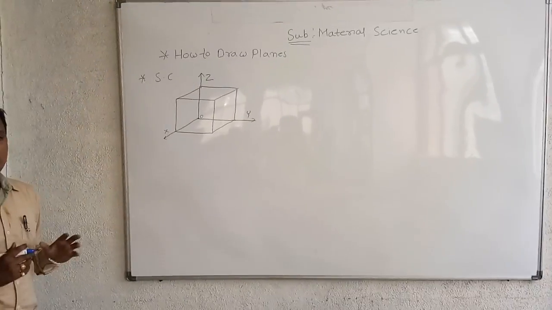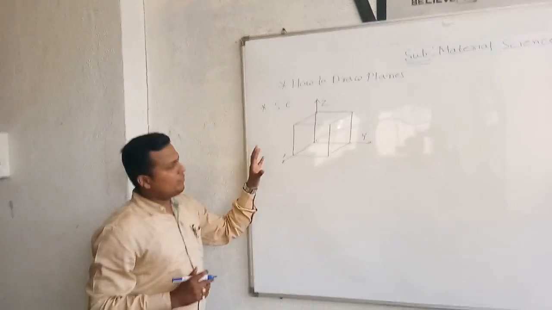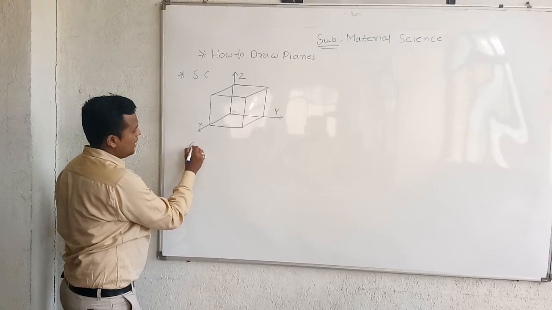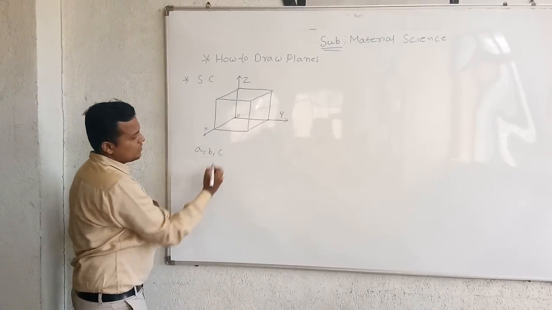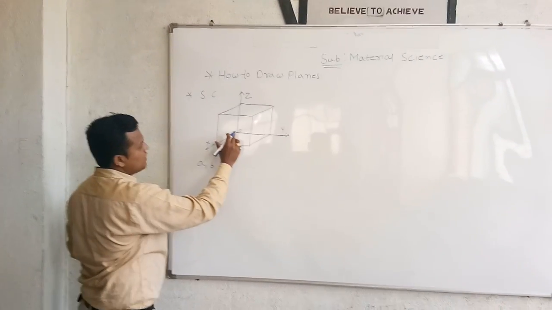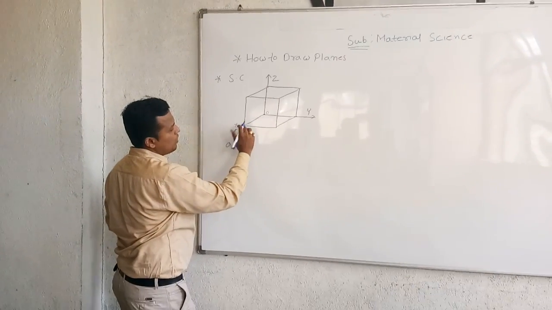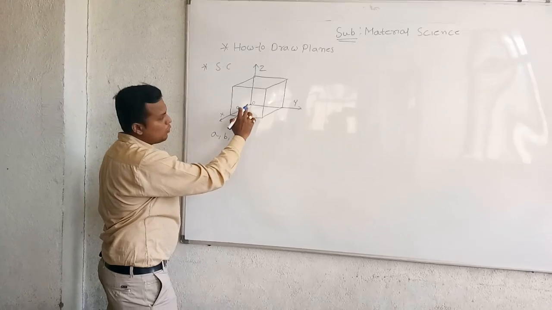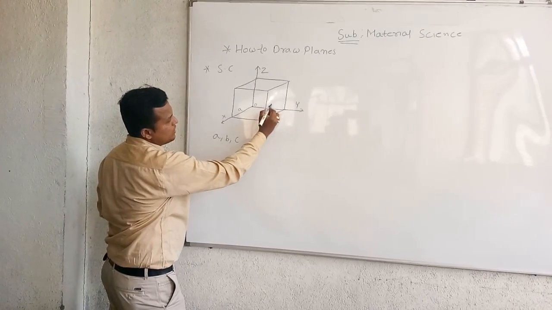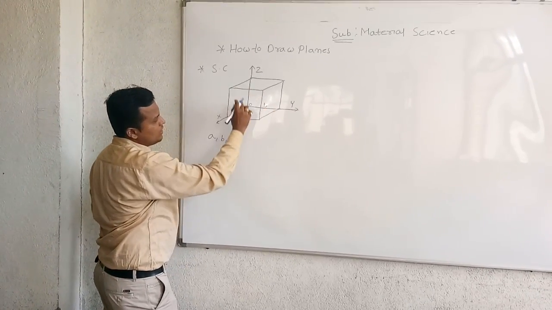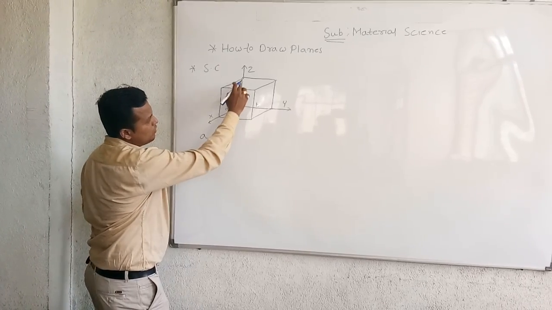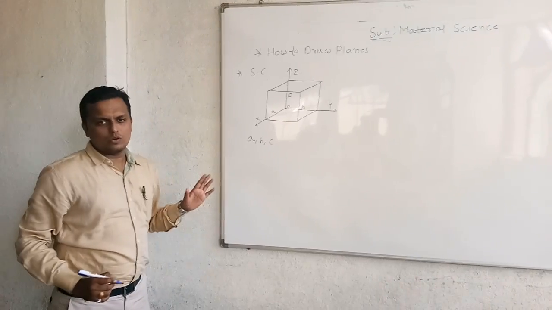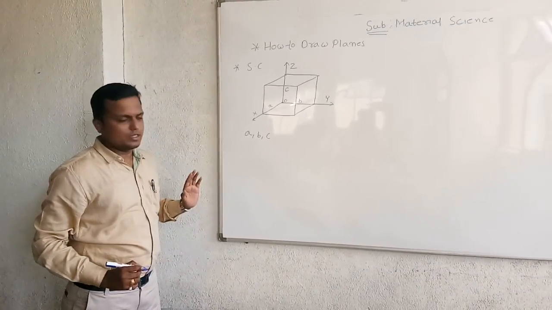So in this simple cubic system, that is defined by lattice constants. So there are three lattice constants, a, b and c. So what is a? a represents the distance from O to the corner point, that is A. Then what is b? That is distance from origin to this corner point, that is B. And c, that is distance from this origin to this corner point, that is called as c. So these are the three lattice constants, that is a, b and c.